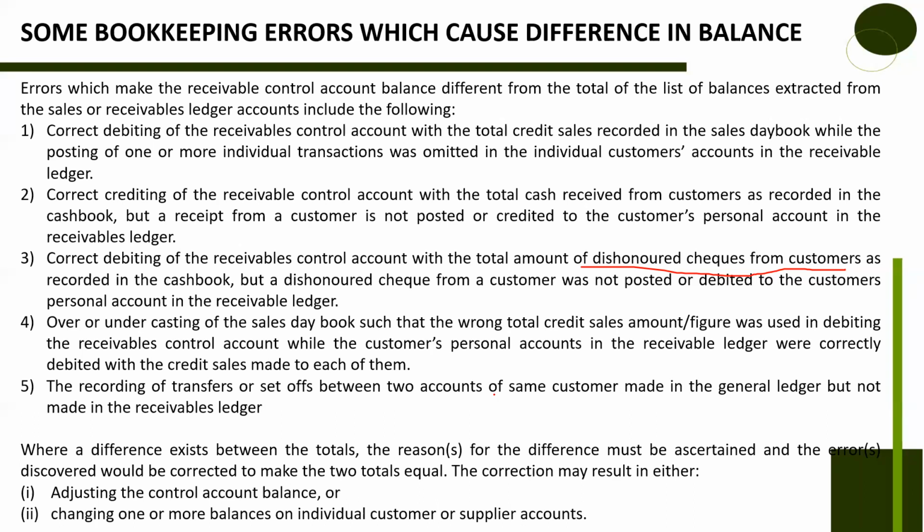And how do you do that? It's either you are adjusting the control account balance, or you are changing one or more balances from the individual or personal account of the customer. Because if you look at it, what are the reasons for error? It's either the receivable control account was not posted correctly, or the individual account was not posted correctly. So these are the two areas where you will make the adjustments.